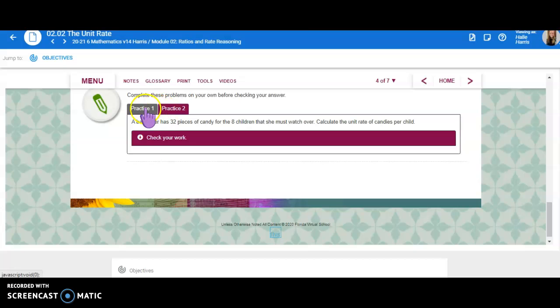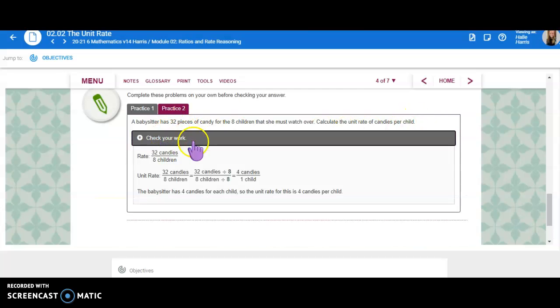I have some practice problems here. Practice problem number 1 says a babysitter has 32 pieces of candy for the 8 children that she must watch over. Calculate the unit rate of candy per child. So our unit rate is 32 candies divided by 8 children. We divide the top and the bottom by 8 because we know that fractions are division problems. 4 candy per child.